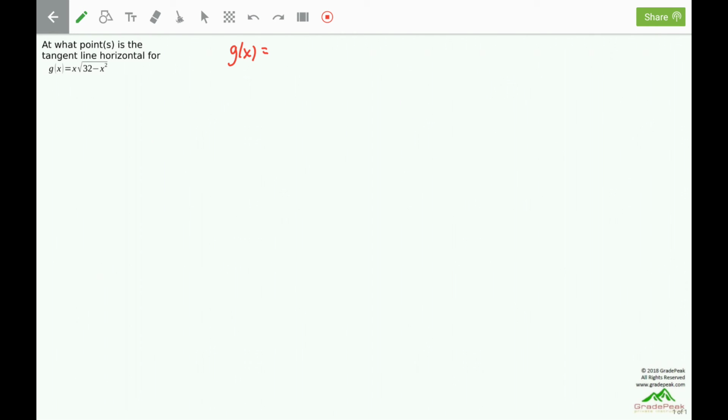We're going to need to take the derivative of g of x, which is x times the square root of 32 minus x squared. Therefore, the derivative will involve the product rule. But before I do the product rule, let's rewrite the square root of 32 minus x squared as 32 minus x squared to the 1/2 power. Our derivative, g prime of x, will be the derivative of the first, the derivative of x is a 1, times the second left alone, plus the first left alone times the derivative of the second.